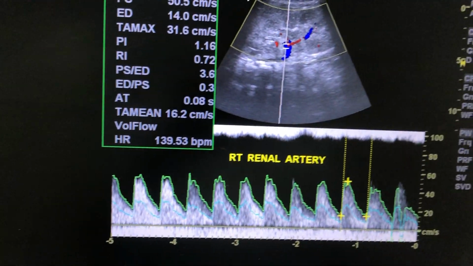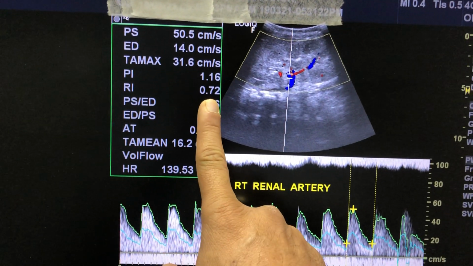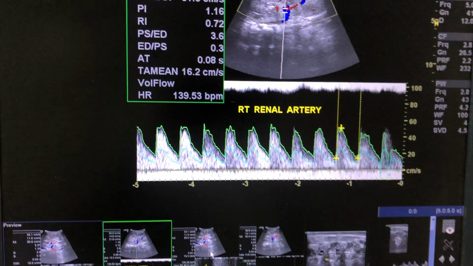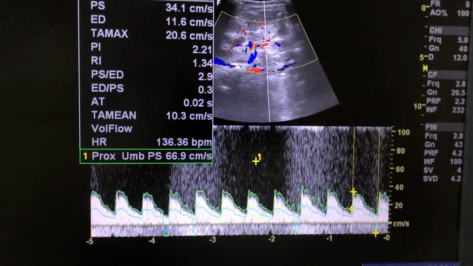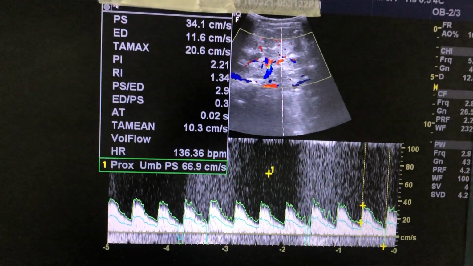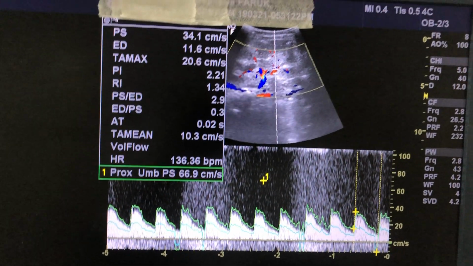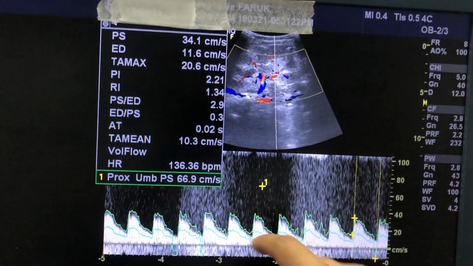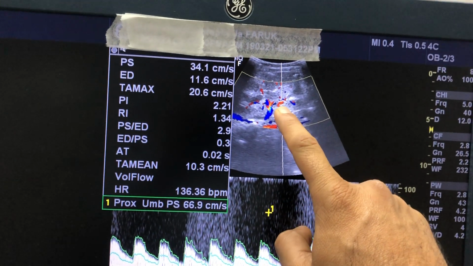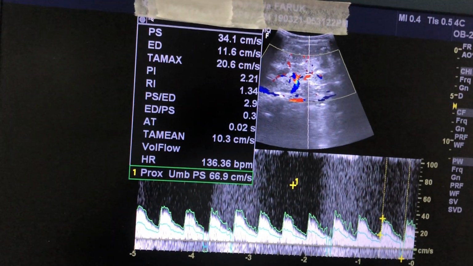This is the right renal artery which was showing a little bit of high resistance. Normally it is 0.6, but it is 0.7. This video is very long and interesting, so those who have interest can see the full video. Here, near the right renal artery, the proximal branches which are just entering the hilum, the RI was 1.3, which is very high. Normally it is 0.6.